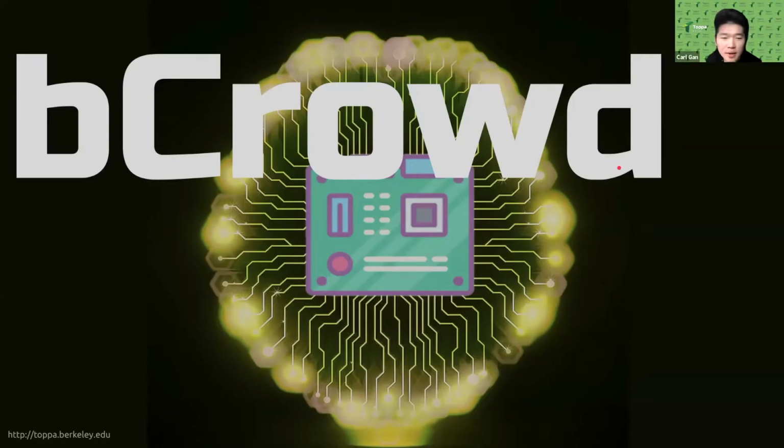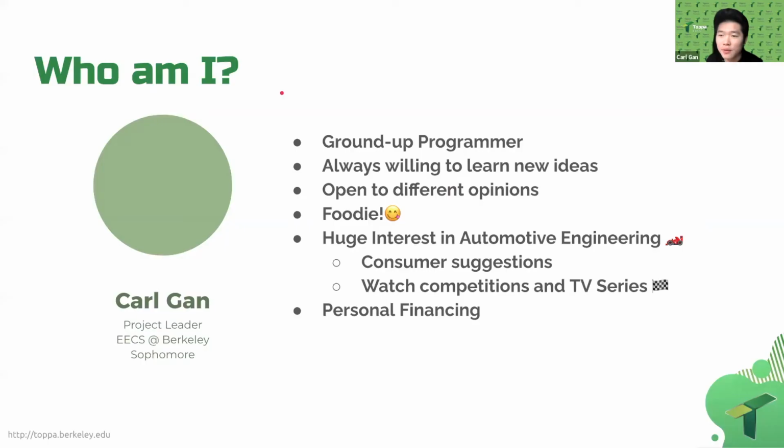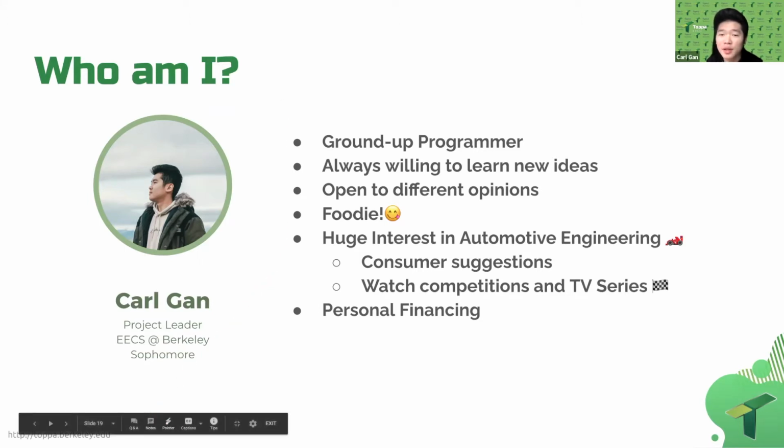Hello, everyone. This is Carl, and this semester I will be leading our project bCrowd. So first, a little bit about myself. I'm currently a second year in EECS at Berkeley. I consider myself a grammar programmer because I started most of my programming experience in college, but I'm always willing to learn, and I'm also open to different opinions.